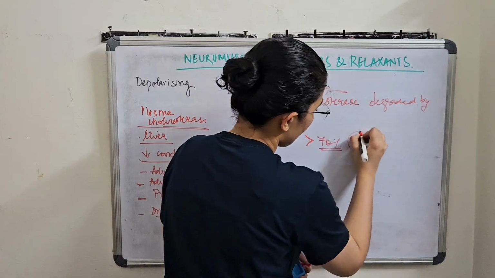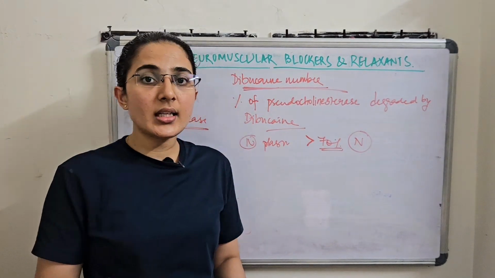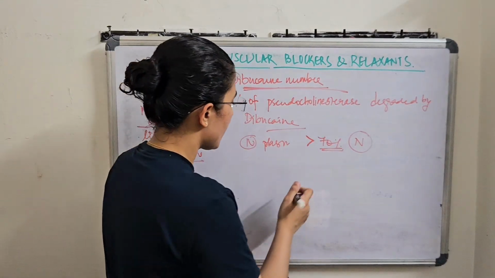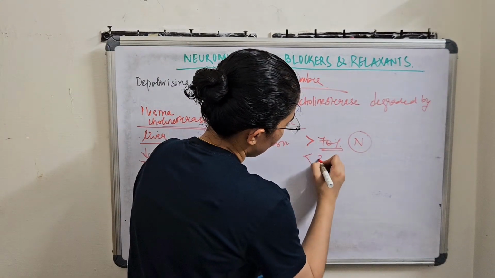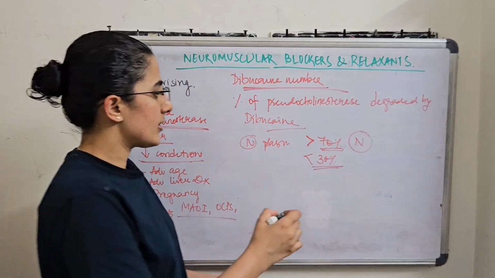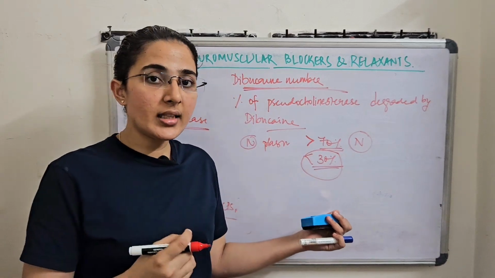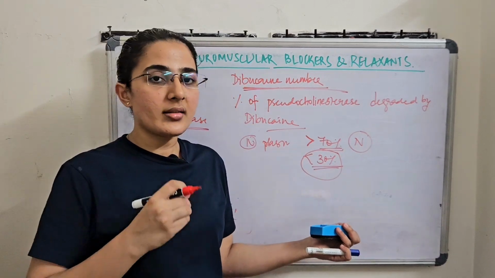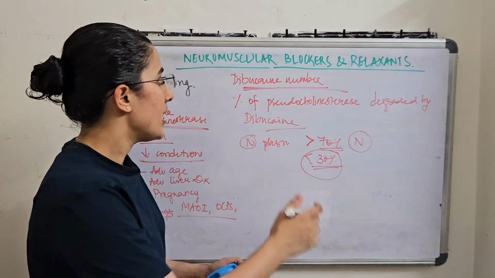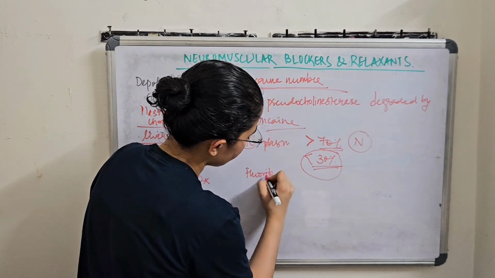So for normal plasma cholinesterase, dibucaine will degrade more than 70% of it. But if the patient has an atypical pseudocholinesterase or plasma cholinesterase, the dibucaine number will be less than 30%, right? This is the importance: it tells us about the genetic composition or genetic modification of the plasma cholinesterase.